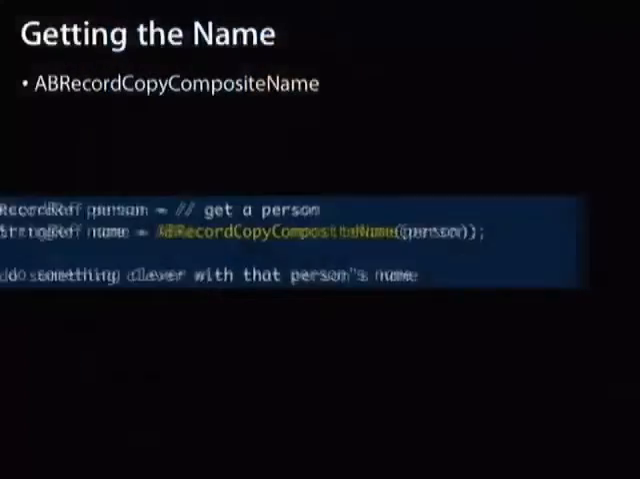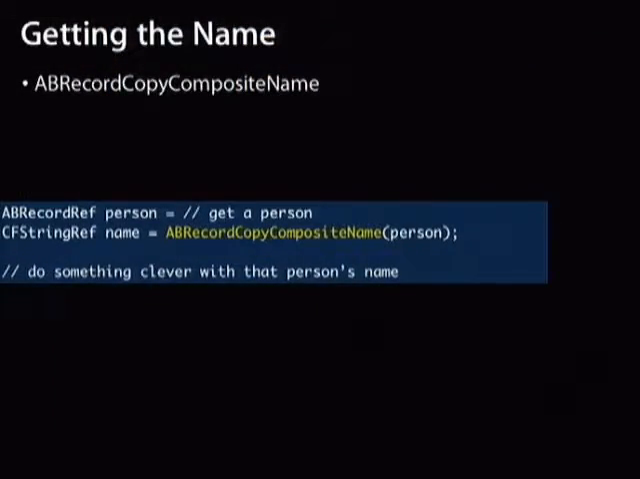All right, so sorting, that was it. Now getting the name. Also, there are really 2 main preferences in contacts on the phone. It's the sort ordering and the display ordering. Some people prefer to display last name first or first name last. So you also have a handy little function that will just do that for you. AB record copy composite name, you pass it a person, and we'll get you a beautiful string you can display on the screen.